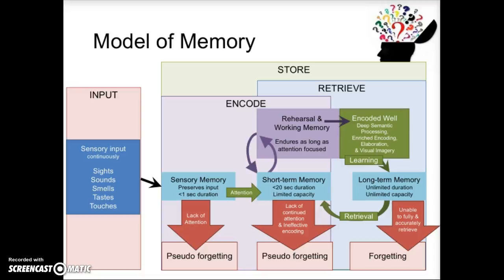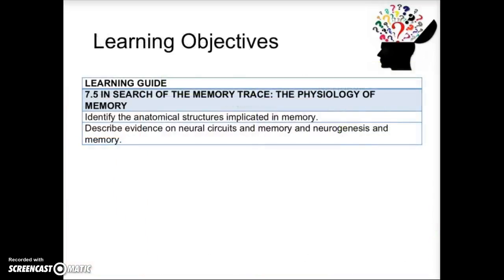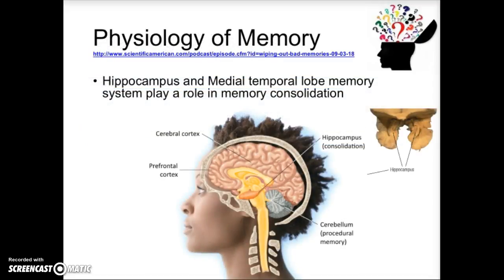Now I want to take just a minute to talk about the biology or physiology of those memories that are stored. So if we look at the physiology of memory, we know that the hippocampus and the medial temporal lobes play a role in consolidating our memories. This is particularly true for declarative memories, or memories that you can verbalize or put words to. The temporal lobe is the same lobe that processes speech and language, so it's the part of the brain that's going to translate our experiences into words that have meaning to us.